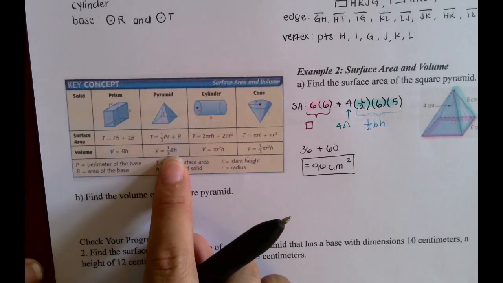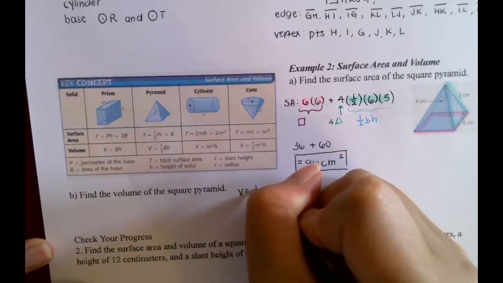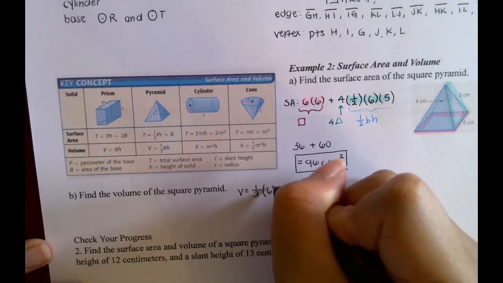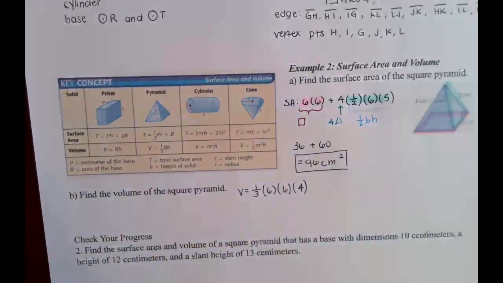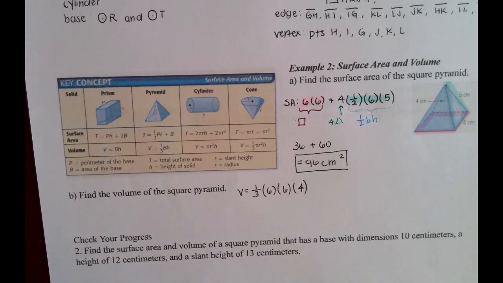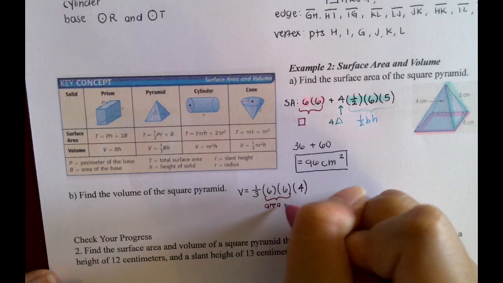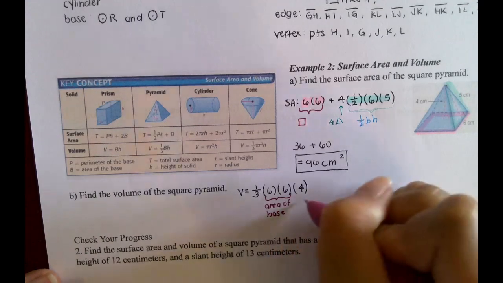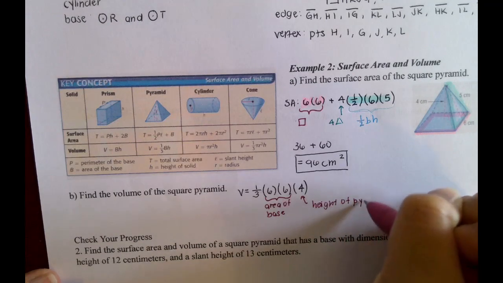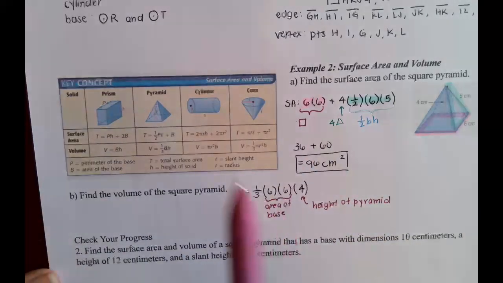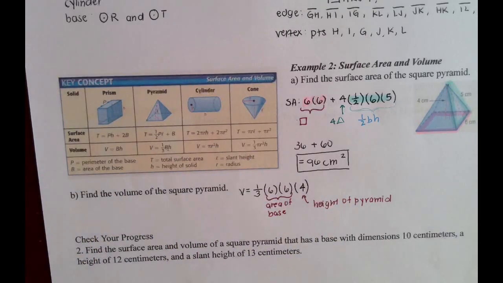Then I'm going to do volume of a pyramid. Volume of a pyramid is 1/3 area of base times the height. So volume is 1/3 area of base, which is 6 times 6, and then the height of the pyramid, which is 4. If you're wondering what all the parts are, this is the area of base, and this here is the height of the pyramid, which you will see is the formula: 1/3, capital B is area of the base, and then H is height.